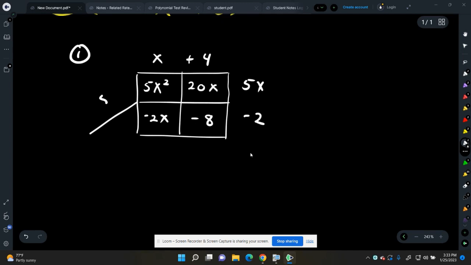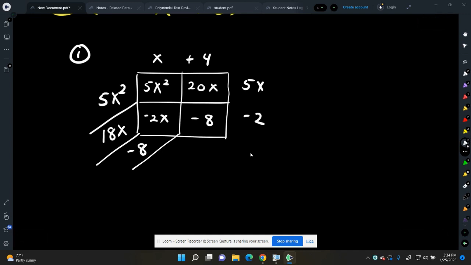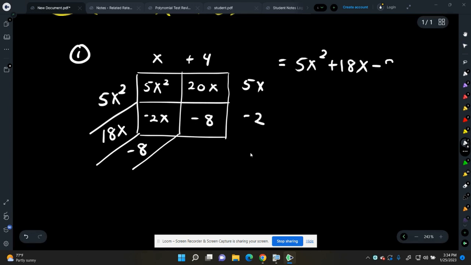That's going to give me 5x squared. 20x minus 2x gives me 18x. And then negative 8. Okay? So the first one should equal 5x squared plus 18x minus 8. Remember, we're getting these numbers by following the diagonal.